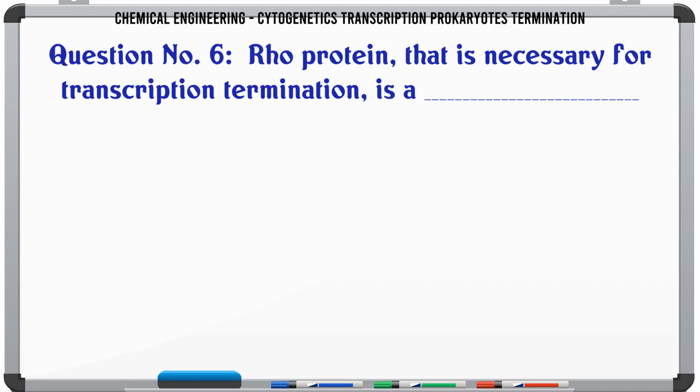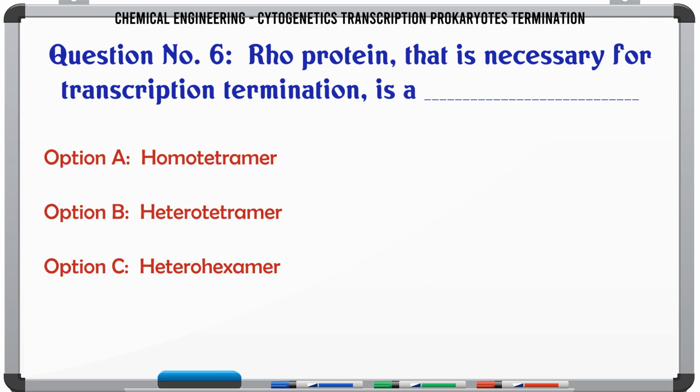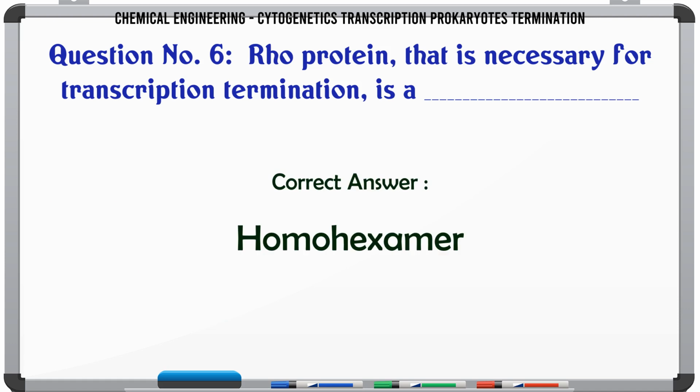Rho protein that is necessary for transcription termination is A homotetramer, B heterotetramer, C heterohexamer, D homohexamer. The correct answer is homohexamer.